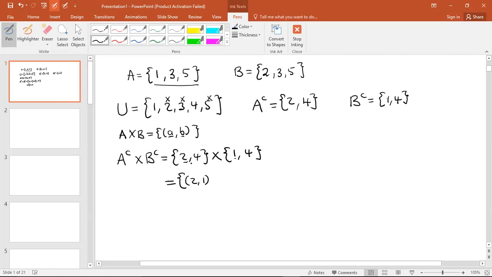Then this same 2 will do a cross with 4. So you are going to have 2 cross 2, 4. Then 2 is done. Then you go to 4, so you are going to have 4, 1. Then finally 4 will cross with 4. So you are going to have 4, 4. And that is the set of A complement cross B complement.